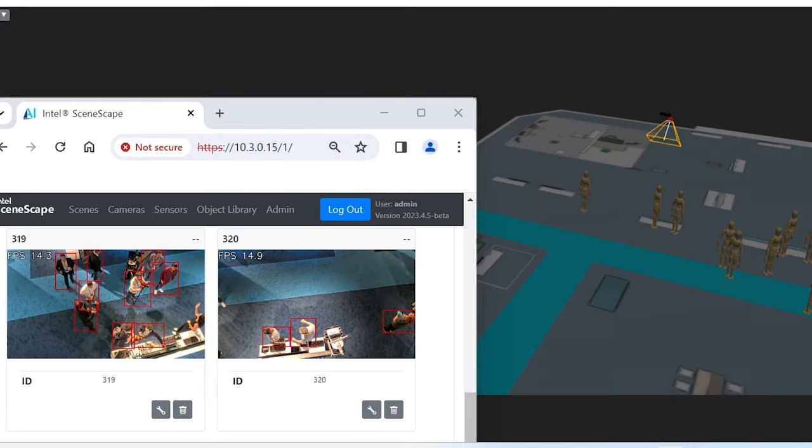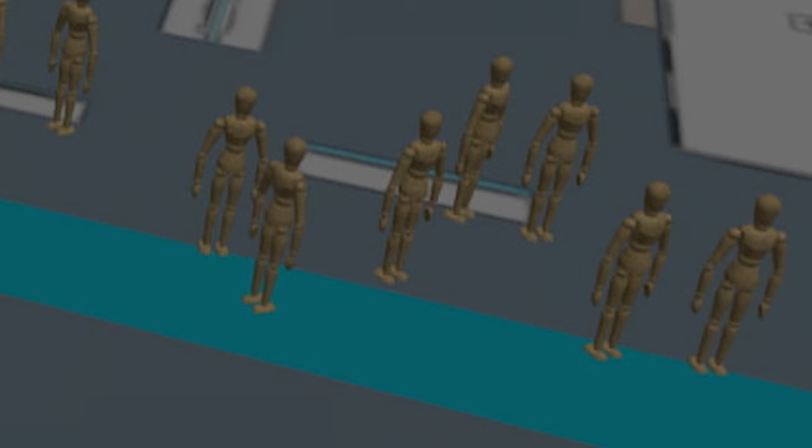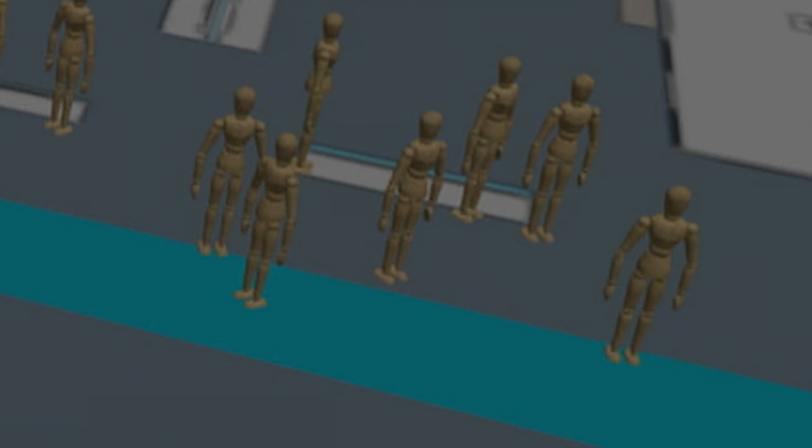As the cameras detect individual people within the physical space, they are accurately mapped into our digital twin represented by these figures here. Intel SceneScape protects personally identifiable information, and that's why you're seeing people represented as figures instead of using photorealism. But we can track more than just people.